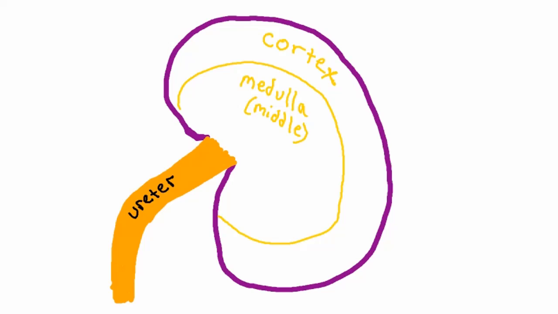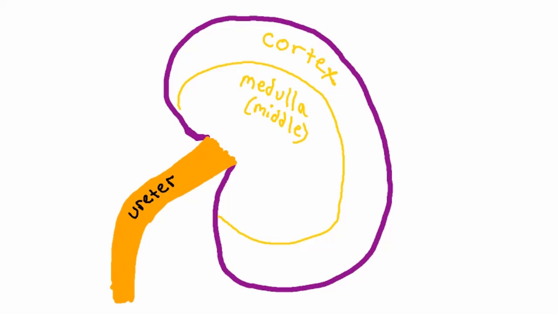And this goes the same with other organs in your body. You know, you have the medulla oblongata in your brain, and that's in the midbrain, in the middle of the brain. So medulla, just think middle. And those are the two regions of the kidney inside.